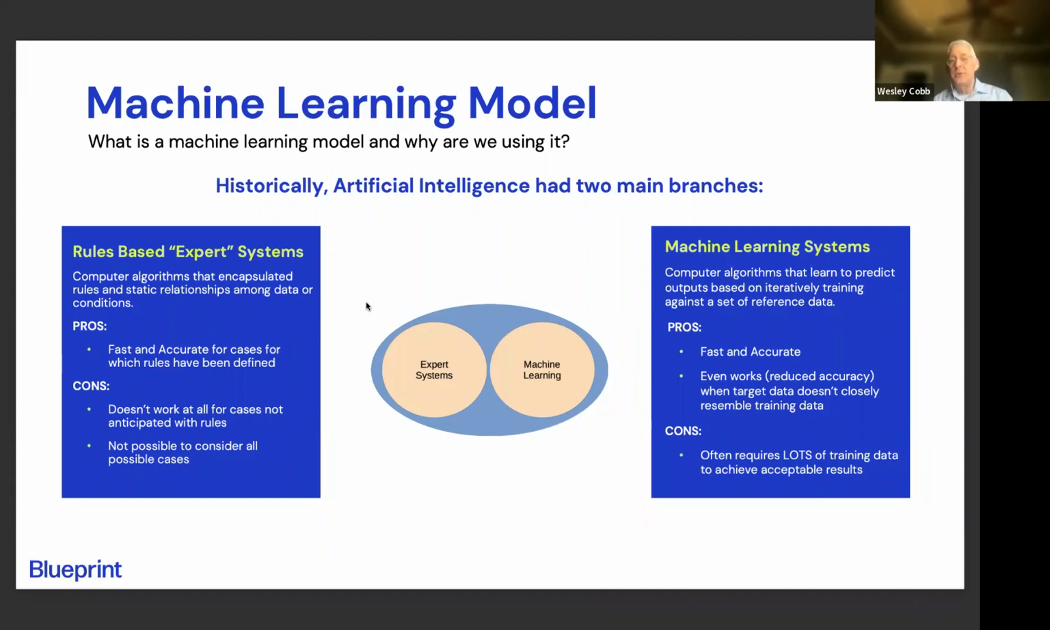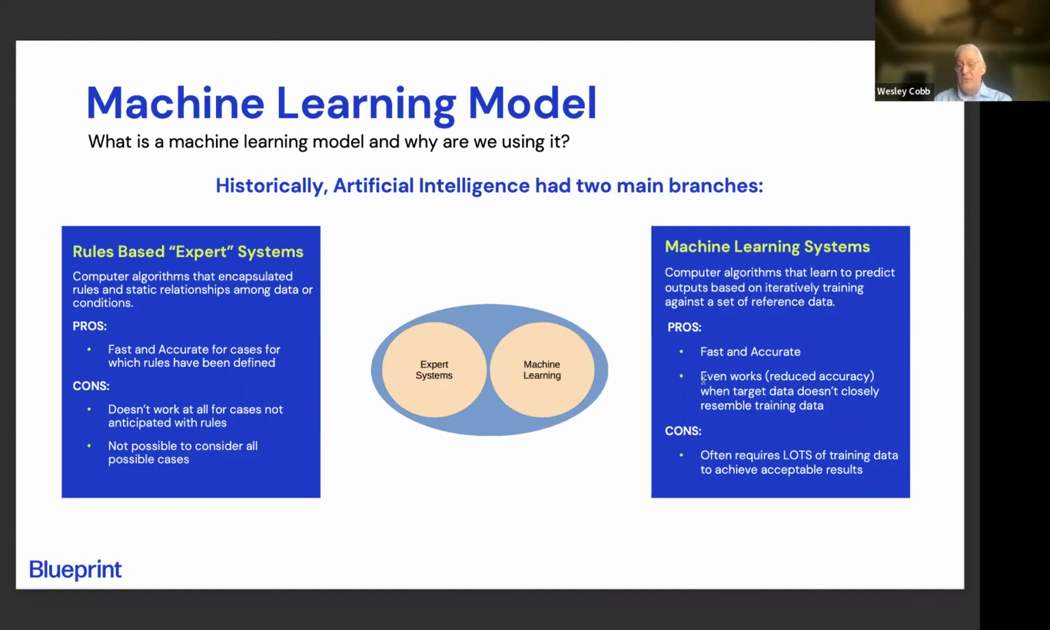Now, the other approach was what was called machine learning. In machine learning, you take a computer algorithm and keep iteratively exposing it to a bunch of data, and try to get the algorithm to learn to estimate what the data means and what the next answer, what the data will predict, will be. They turn out to be very fast and accurate. Maybe not always as accurate as an expert system, but the difference is they even work, with somewhat reduced accuracy, when the target data doesn't look anything like what you were training it on. That's a really good thing.